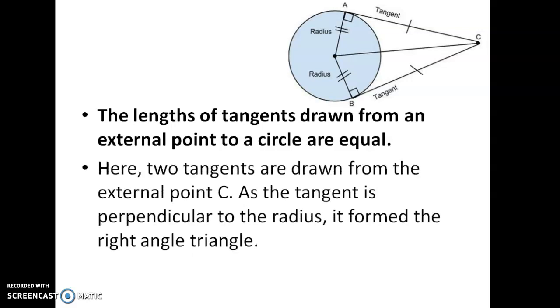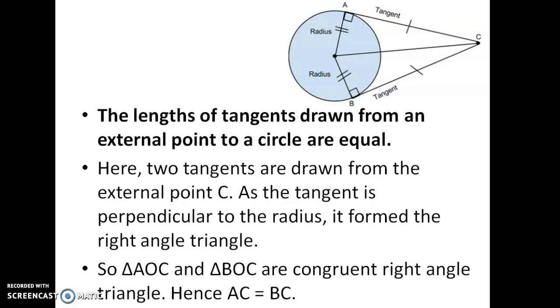Here two tangents are drawn from the external point C. As the tangent is perpendicular to the radius, it forms a right triangle. From the external point C, we can draw two tangents, and to those tangents the radius is perpendicular, by the previous theorem. So triangle AOC and triangle BOC are congruent right triangles. Hence AC equals BC. I have written the proof very shortly.